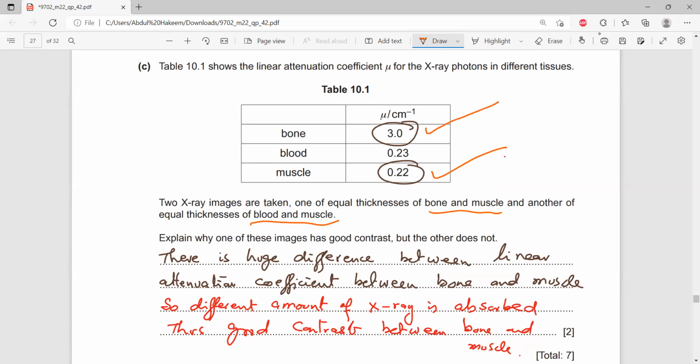Due to the different linear absorption coefficients, different amounts of X-ray are absorbed. So due to the different amounts of absorption, they will give you good contrast. So definitely there will be better contrast between bone and muscle than between blood and muscle, because the blood and muscle linear absorption coefficients are almost the same, 0.22 and 0.23. So this is the question.